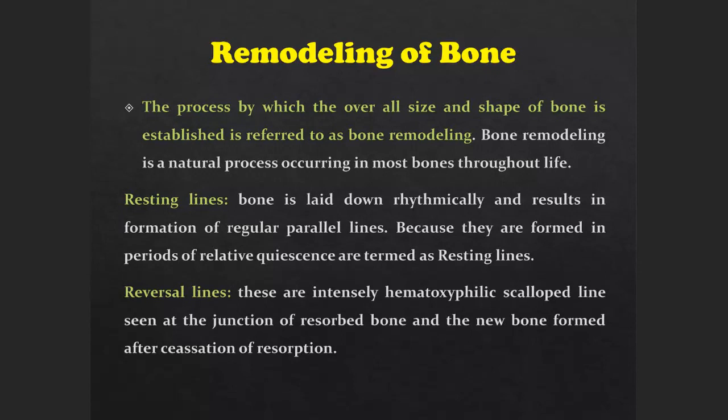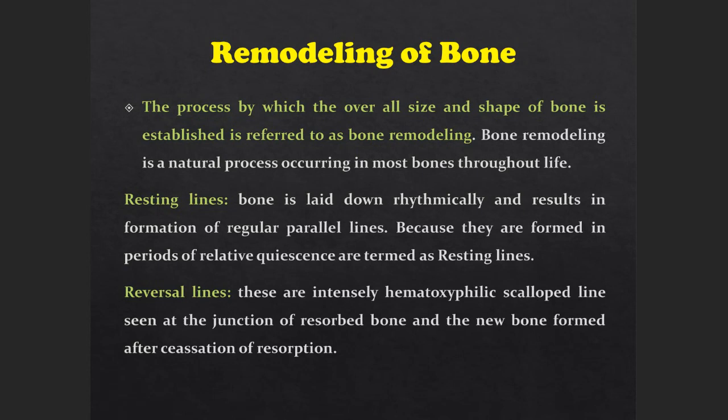Now there are two lines. These are the ending topics. After this the lecture will end. There are two lines, resting lines and reversal lines. Now these lines are formed and they have a reason to form. Resting lines are laid down rhythmically and result in the formation of regular parallel lines. So these are basically the rhythmic lines. And what do they indicate? That there is a rhythmic formation of the bone happening. So there is formation, destruction. So this rhythm is going on.